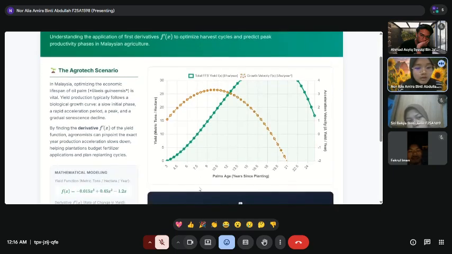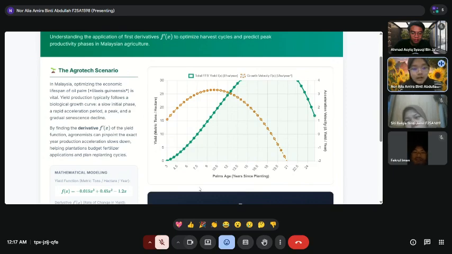Let's look at the interactive chart. As I move and click along the chart, we can see two main lines. The green line is total yield. The tree starts producing fruit at 3 years old. The line goes up quickly and hits the highest yield around 15 to 18 years old. After 20 years, the yield starts to drop because the trees are getting old.